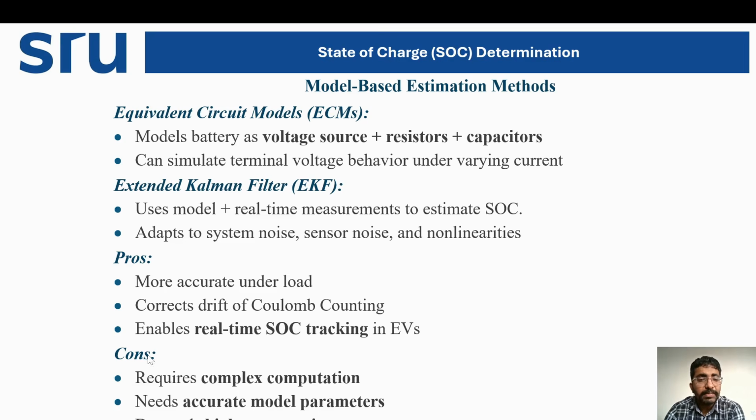So what are the disadvantages? This is a complex computational technique. In fact, this extended Kalman filter involves 5 equations. I have not shown the equations because it is related to the master's syllabus. Those who are going to do MTech in control systems will mostly be going for this Kalman filter. To avoid any complications, I have skipped that slide. So implementation is complex and needs an accurate model.